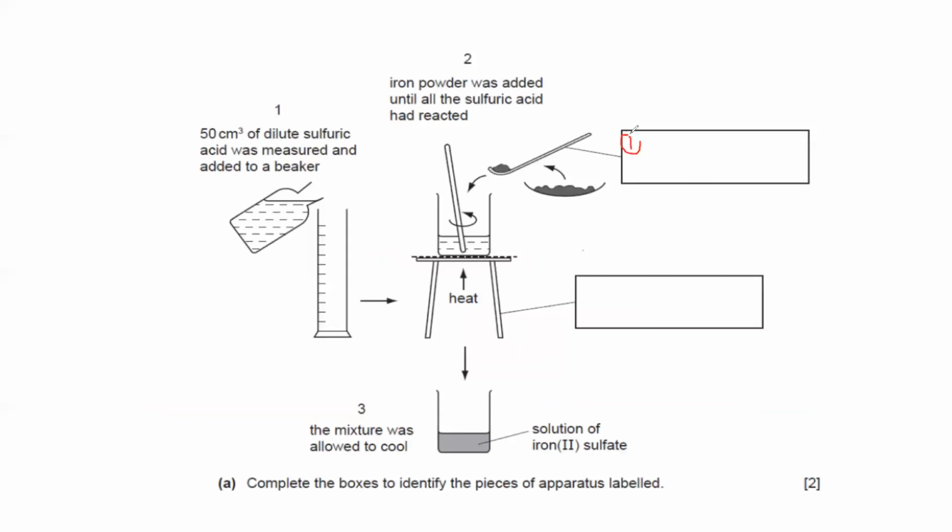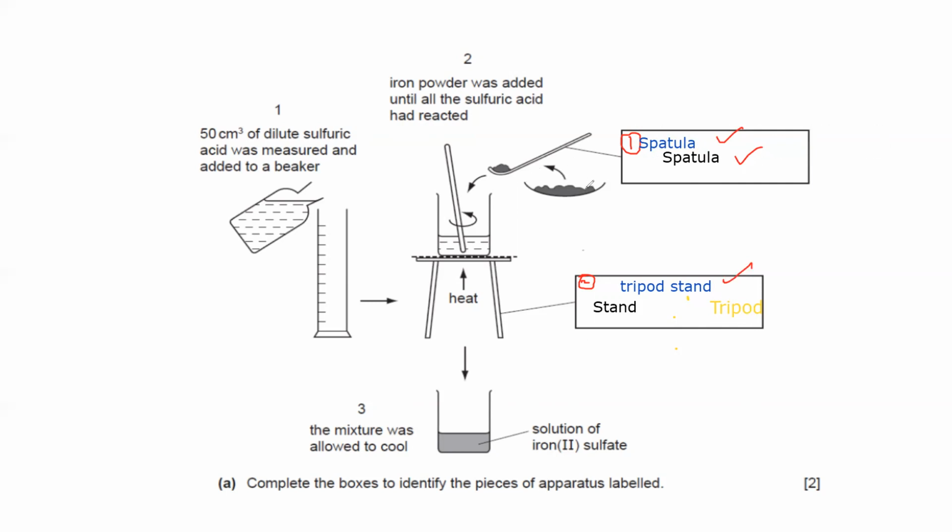For box 1, what is the name of this apparatus? Spatula. And what about box 2? Spatula, spatula. And tripod stand or stand, that's the right answer.